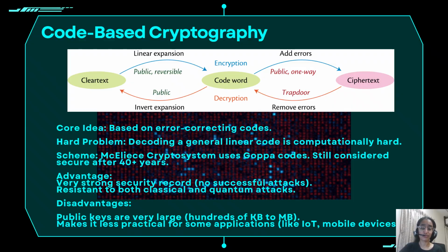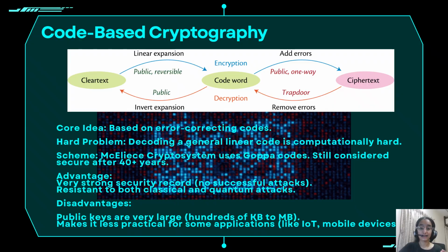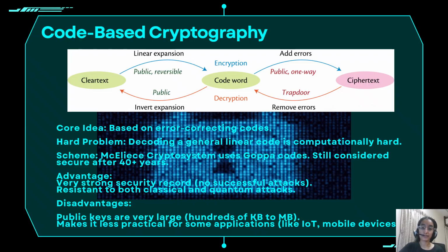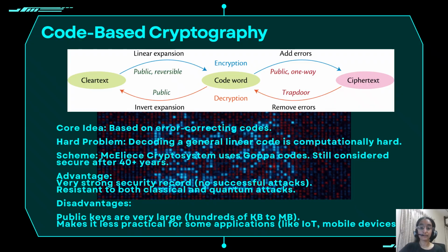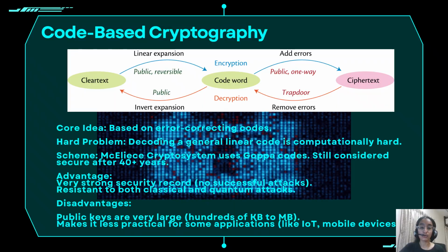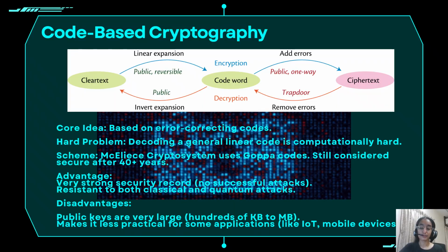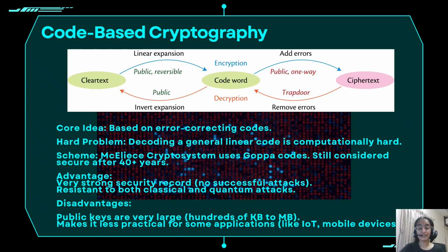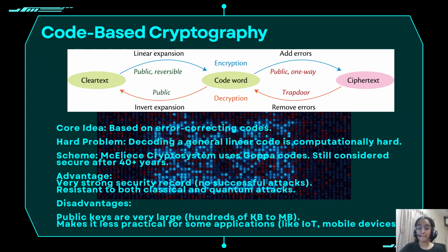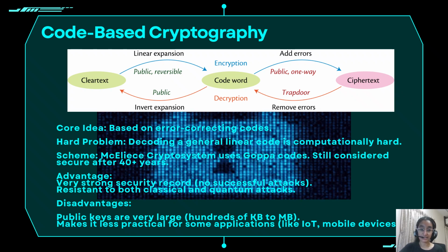Advantages: it has a very strong security record. Unlike RSA or ECC, which quantum computers can break, McEliece has survived decades of cryptanalysis. No one has found a practical attack yet. It is resistant to both classical and quantum attacks. Even if quantum computers appear, McEliece is expected to remain very safe.